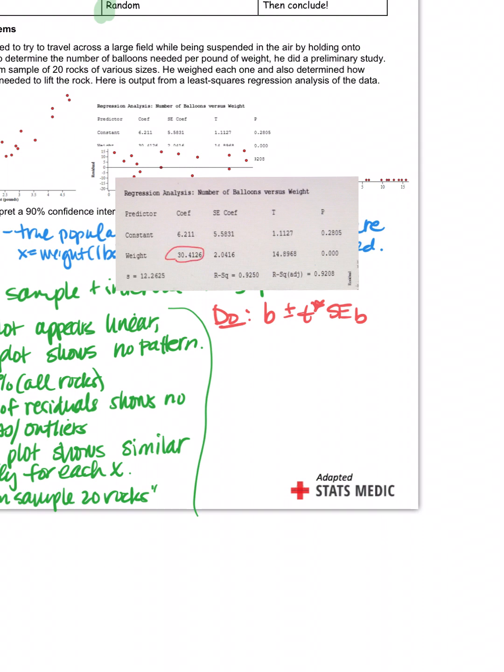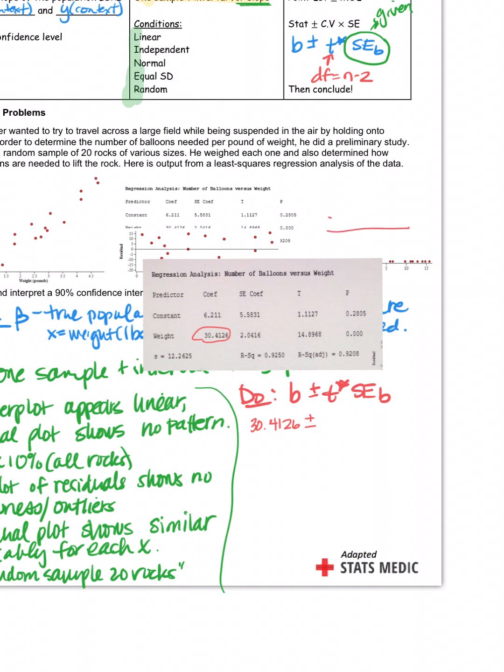Okay, so what is the slope? 30.4126. Right there, isn't it? So 30.4126 plus or minus t star. Do you remember how to do t star? Okay, let's stop and think. T star. We want a 90% interval. So what's in the tails? 0.05. Remember, I'm going to use inverse t with 0.05. And how many degrees of freedom? n minus 2, right? So 20 minus 2 would give me 18. So tell me what you get when you calculate it.